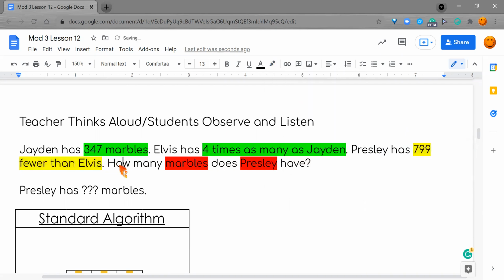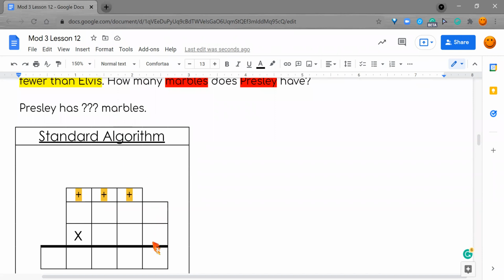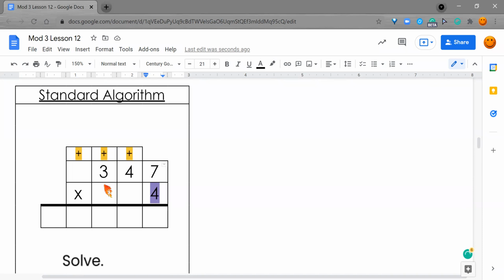We have multiple steps. So we're going to start off with 347 marbles. We know Elvis has 4 times as many. Okay, so I know here's a 4, and then here is 347. And because it says times, I know I'm multiplying. This yellow part we'll get to in just a minute. So let's quick do our multiplication.